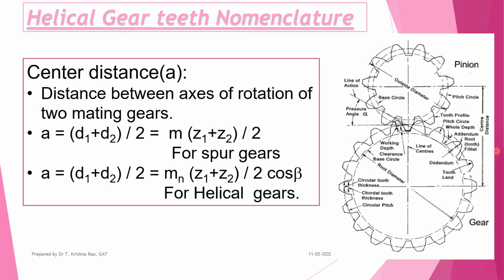Then center distance, the distance from the center of the pinion to the center of the gear. This is denoted by small a. Small a is the center distance. It is nothing but the radius of the pinion plus the radius of the gear. R1 plus R2 is nothing but D1 plus D2 by 2. Whereas for a helical gear, it is Mn (Z1 plus Z2) by 2 cos beta. For a helical gear, you have to divide this by cos beta.